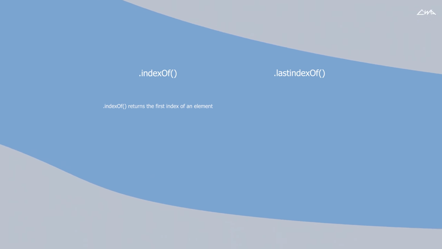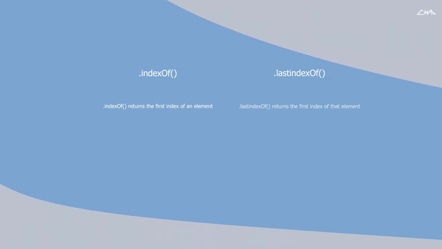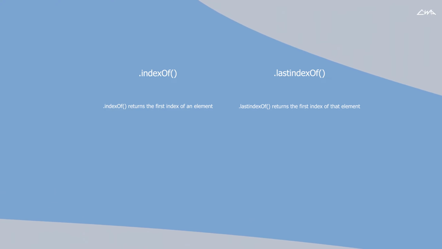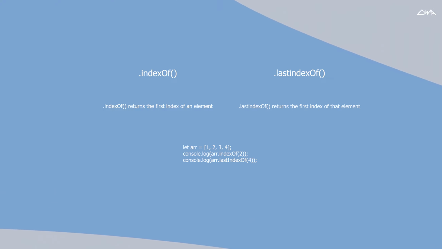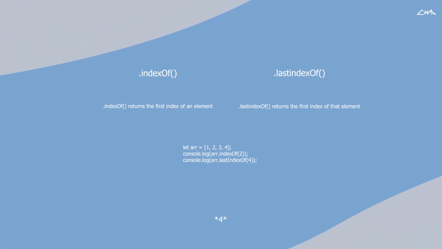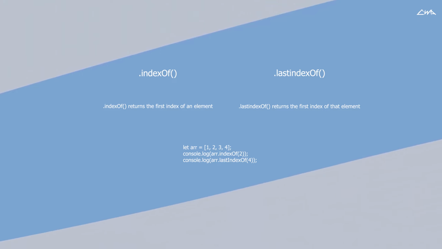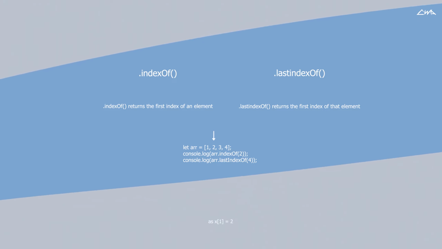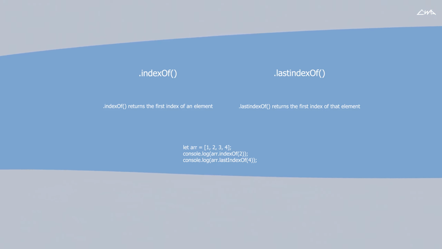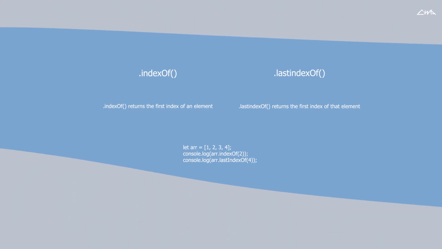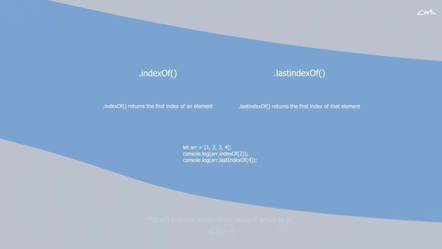Let's move on to the next method of array, which is .indexOf and .lastIndexOf. .indexOf returns the first index of an element. .lastIndexOf returns the last index of that element. Example, let arr equals 1, 2, 3, 4. console.log arr.indexOf 2, console.log arr.lastIndexOf 2. arr.indexOf will find the index of 2 from 1, 2, 3, 4. So the index of 2 will be 1. So 1 is returned. Whereas in the second statement, arr.lastIndexOf 2 will find the value at index 2, which is 3.